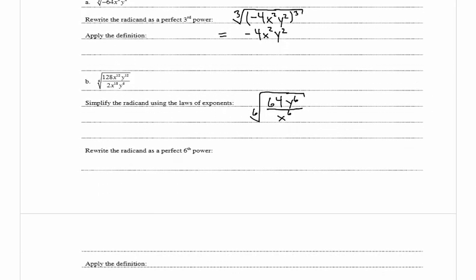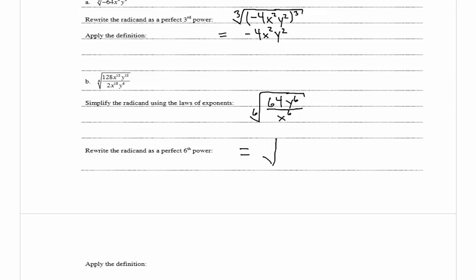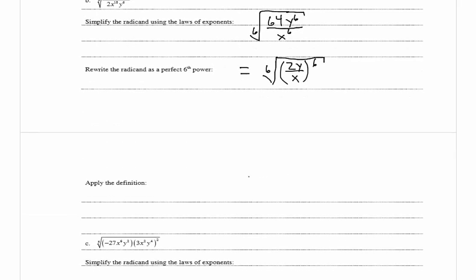And now they want us to rewrite the radicand as a perfect sixth power. So this is equal to the sixth root of 64 is 2. And we have 6 factors of y, so we're going to have 1 factor of y and x. And this is all raised to the sixth power. And now they want us to apply the definition. So this is equal to the absolute value of 2y divided by x. Now we have an even root, so we need to make sure that we take the absolute value.